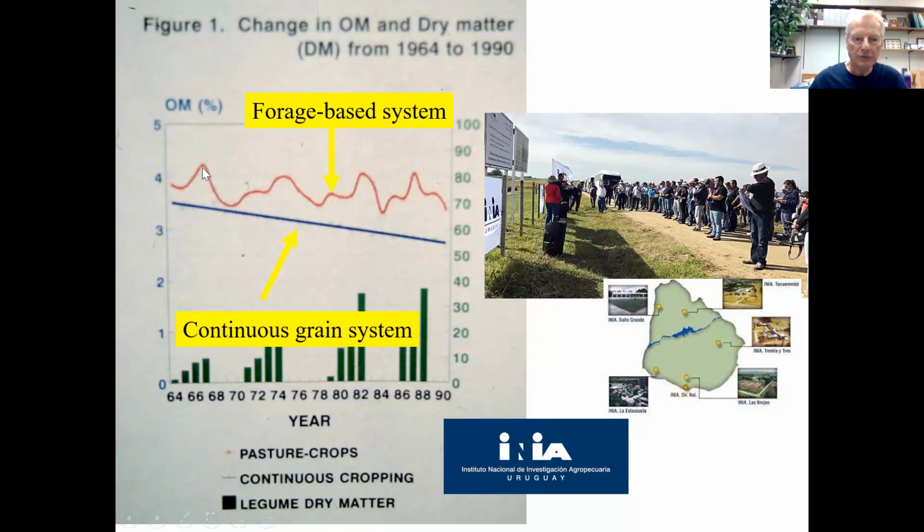But by putting in a multi-year forage crop, you definitely are giving the soil a chance to heal and bring back its organic matter. Now, one of the things about this study, even though Uruguay has lots of grazing, there is no grazing in this study. They simulate the grazing by cutting the forage.